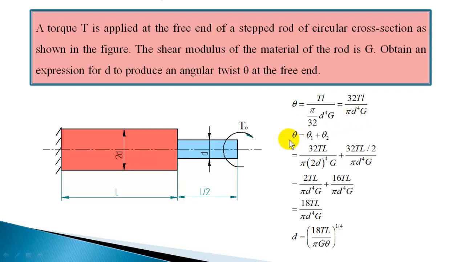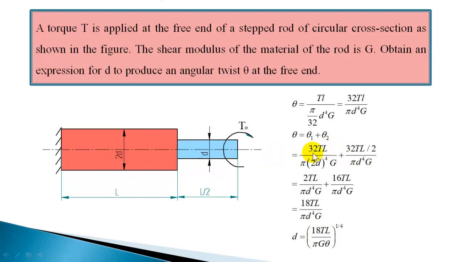Now you have to use the equation theta is equal to theta 1 plus theta 2 to find out the angular twist at the free end. So theta 1 is the angular rotation of this portion. Now the torque acting is T naught. The same torque is acting on both the sections. So T is substituted as T naught. The length of the first portion is L, and the diameter is 2D.